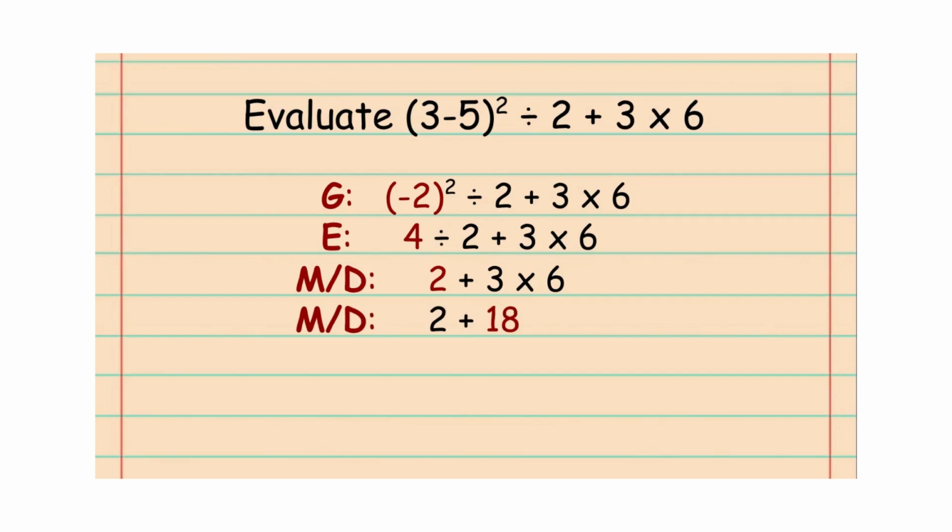And there's more. 3 times 6 equals 18. Notice I proceeded from left to right. Finally, I have some addition or subtraction. 2 plus 18 equals 20. And that is the answer.